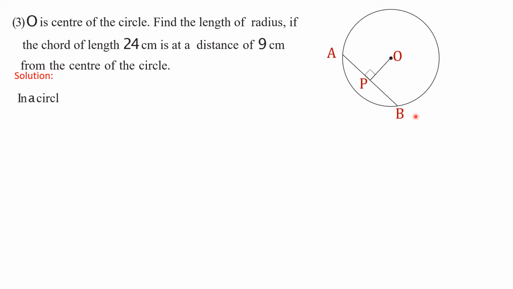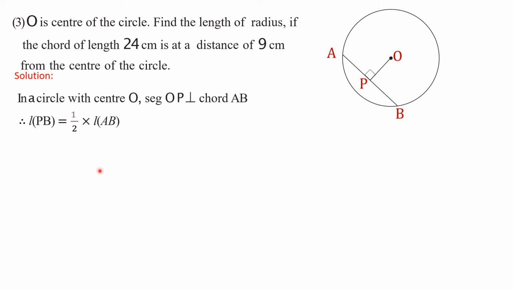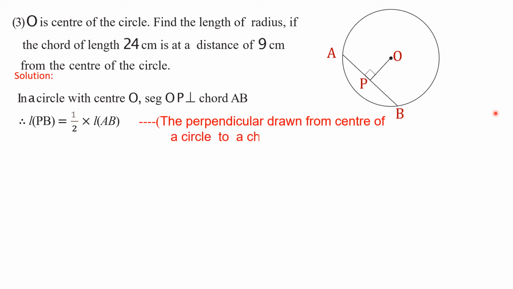First we find out PB. PB is equal to half into length AB. Why? Because OP is perpendicular to chord AB. So write down the reason. The perpendicular drawn from the center of a circle to a chord bisects the chord. Here we find out the value of PB, that is 12 centimeter.